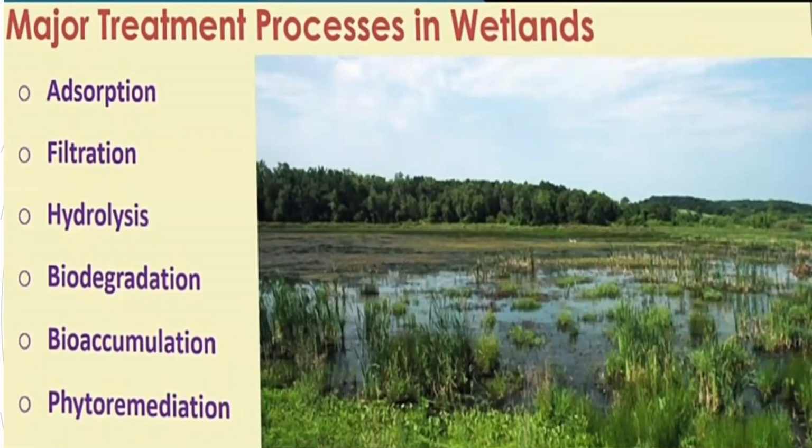The major treatment processes in a wetland are adsorption, filtration, hydrolysis, biodegradation, bioaccumulation, and photoremediation. Now let's discuss them one by one. In adsorption, particles attach to a surface and are broken down by microorganisms. In filtration, plant roots act as a filter. Hydrolysis and biodegradation are generally carried out by breakdown by microorganisms. Photoremediation includes reactions in the presence of sunlight.